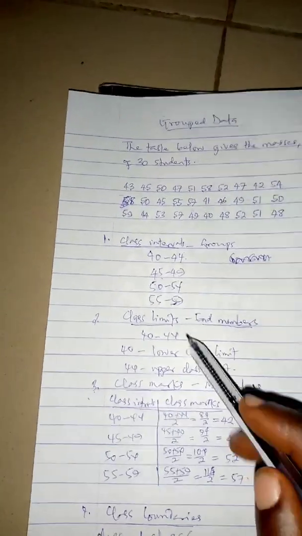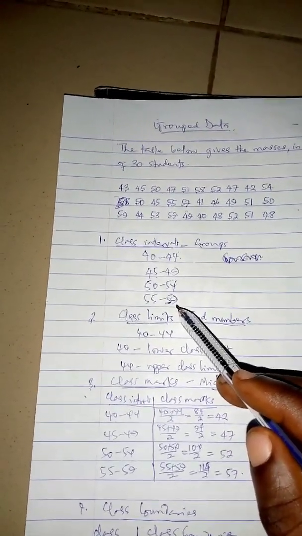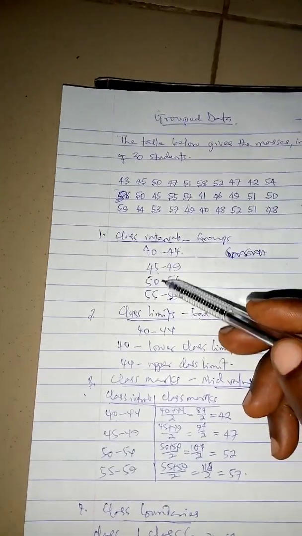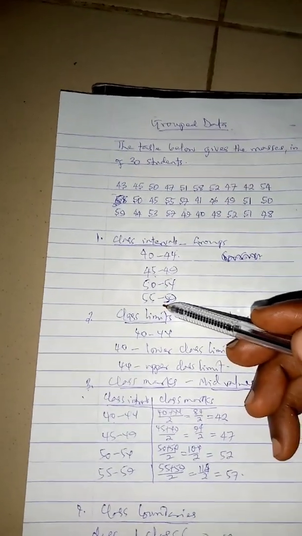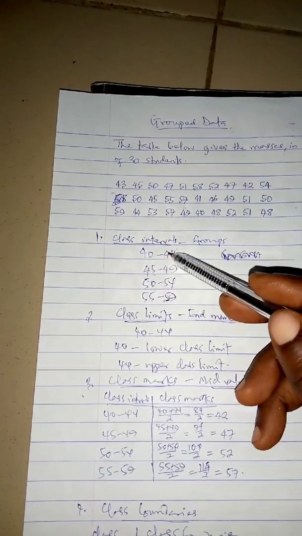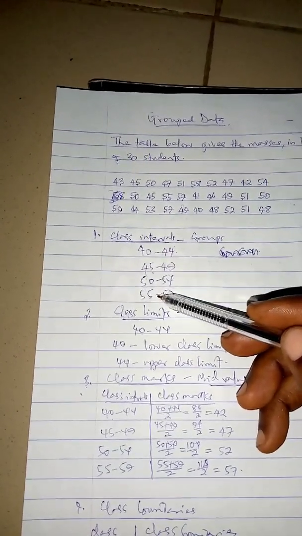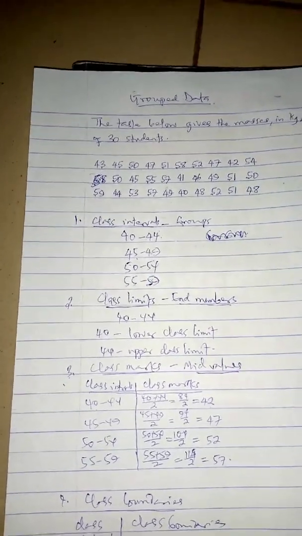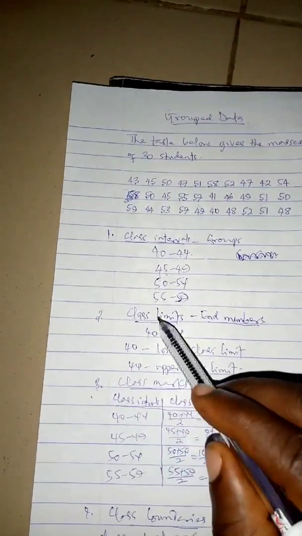If I want to continue with this same, then I will have the next one to be 60 to 64, the next one 65 to 69. All this you have here, we call them our class intervals. They are the groups for the classification, and each of them is containing equal units of your data.